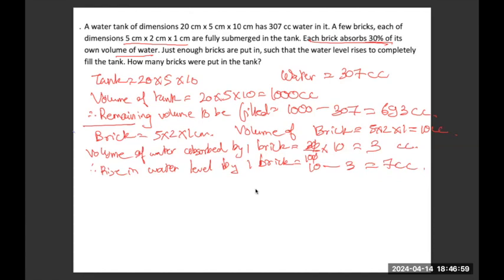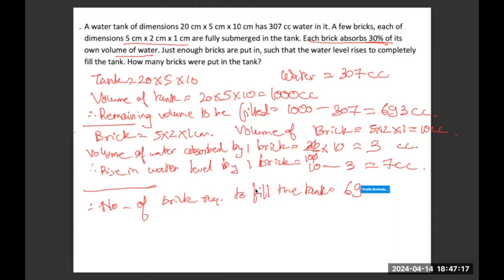Now I know the volume of water rise by one brick. I also know the volume which is to be filled, which is 693. Therefore, the number of bricks required to fill the tank is equal to the remaining volume to be filled by water, 693, upon the volume of water level rise by 1 brick, which is 7, which is equal to 99 bricks, which is the answer.